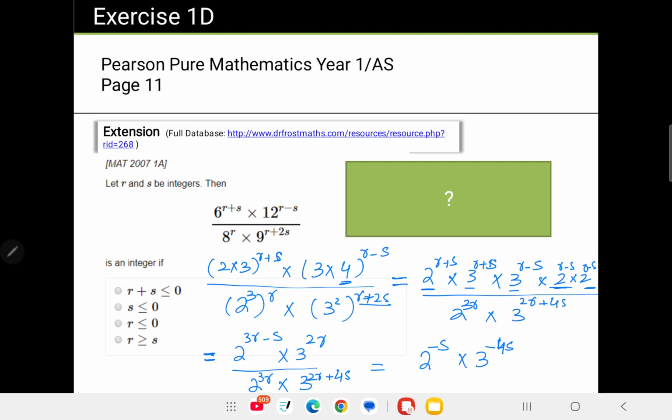Now in this case, if you have negative powers, that means we have a fraction, because if you take this down, both the powers will be positive: 2 to the power s times 3 to the power 4s. But in this case the fraction is not an integer, so we should have s less than or equal to 0. Because if s is 0, then 2 to the power 0 and 3 to the power 0 will be 1, which is an integer. But if s is less than 0, which is negative, then negative times negative means the power turns into positive, and this will be an integer. So the option should be this, s less than or equal to 0.